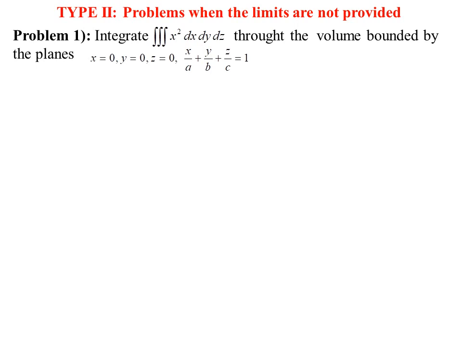So first problem: integrate the triple integral of x square dx dy dz throughout the volume bounded by planes x equal to 0, y equal to 0, z equal to 0 and x by a plus y by b plus z by c is equal to 1. If you are understanding, x equal to 0 is the yz plane, y equal to 0 is the xz plane and z equal to 0 is the xy plane.